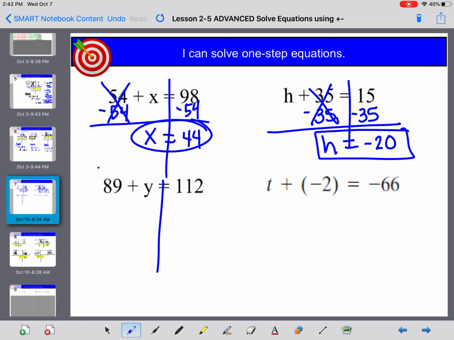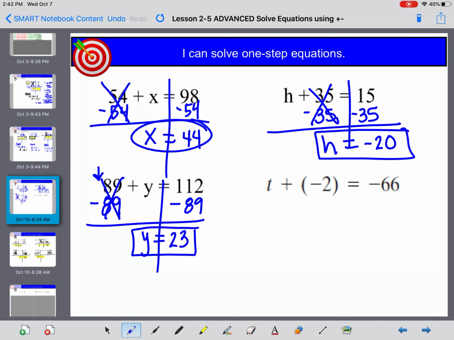All right, with this one, my variable is on the left. Now I look at the sign before it. Now, it says 89. We know 89 is positive, so we subtract 89 from both sides. This equals 0. Y is all that's remaining. So 112 minus 89 is 23. And of course, you're required to check.